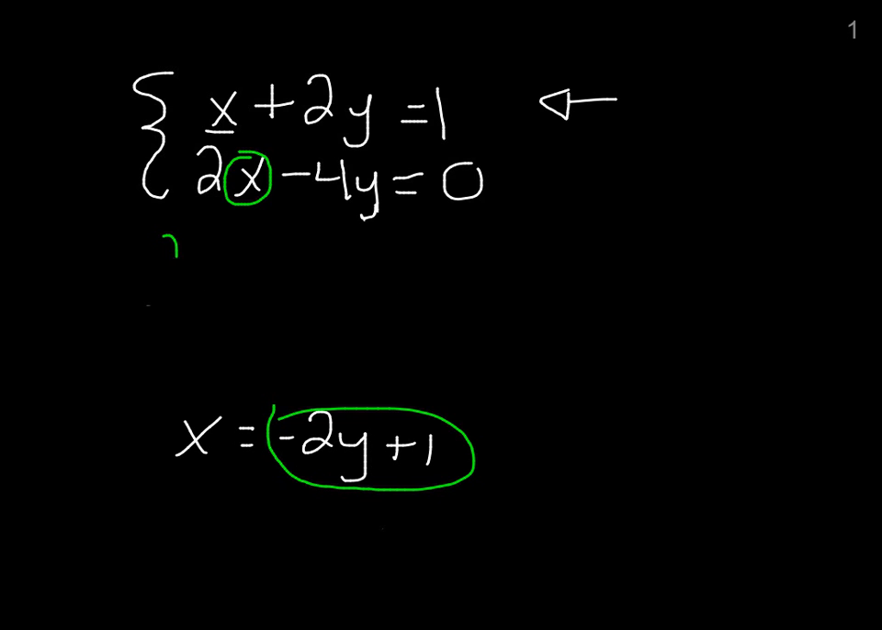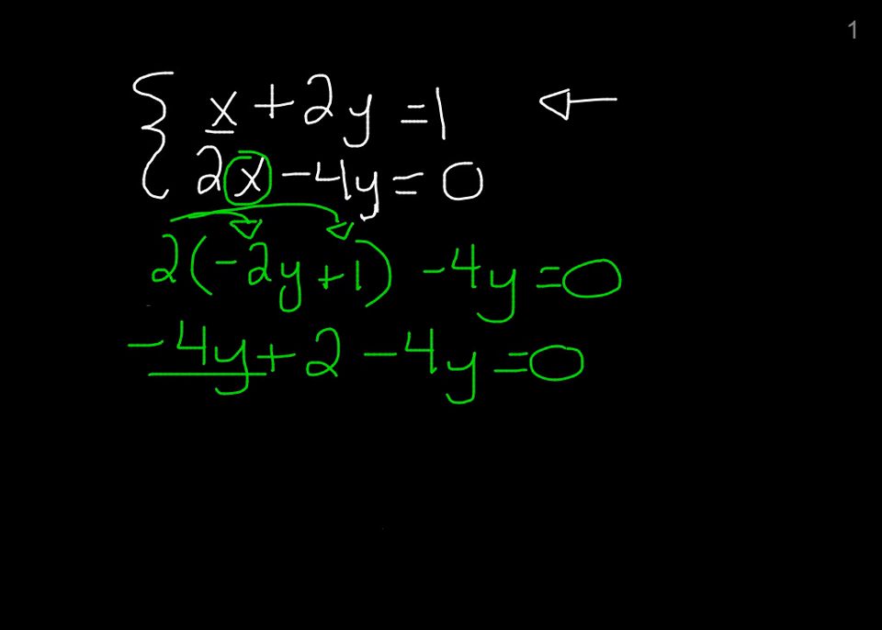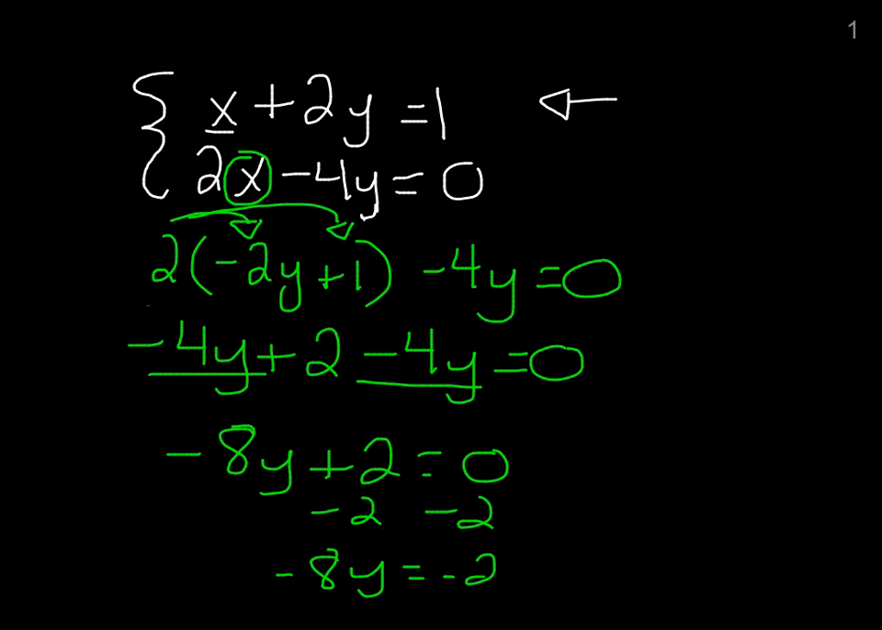So I would go 2 times negative 2y plus 1, and then continue my equation, minus 4y equals 0. Now I'm going to erase this. Continue solving. I'm going to distribute the 2 to both of these, and that gives me negative 4y plus 2 minus 4y equals 0. And negative 4y minus 4y is negative 8y plus 2 equals 0. So now I'm going to subtract 2 from both sides, and I get negative 8y equals negative 2. Bring that up here to finish solving.